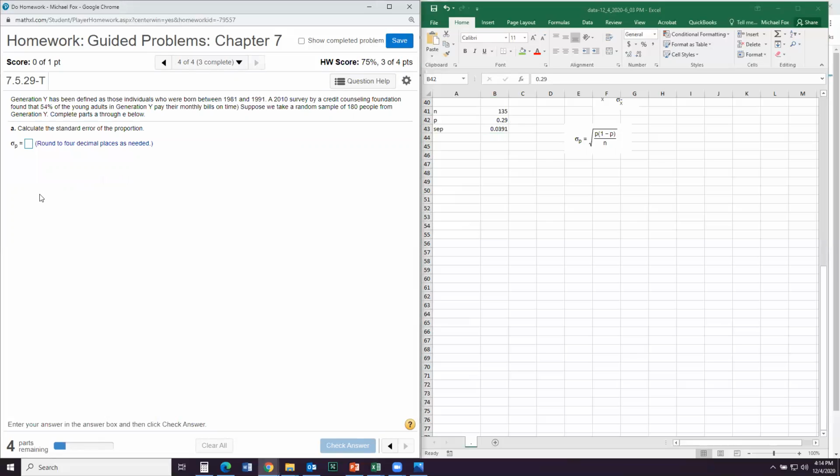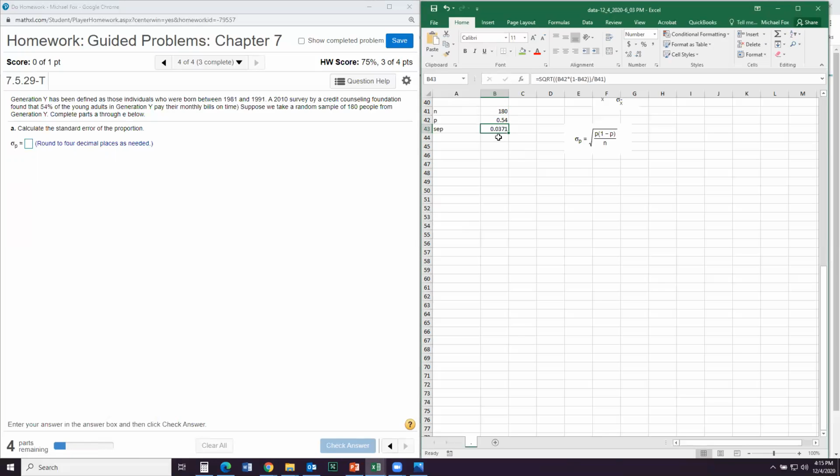So Generation Y has been defined as those individuals who were born between 1981 and 1991. A 2010 survey by a credit counseling foundation found that 54% of young adults in Generation Y pay their monthly bills on time. Suppose we take a random sample of 180 people from Generation Y. So first thing it wants us to do is to calculate the standard error of the proportion. So I'm going to just use the same calculator we'd already set up. And I'm going to say that my n is 180 and my proportion is 0.54.